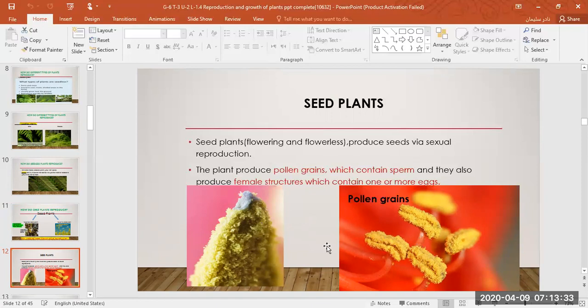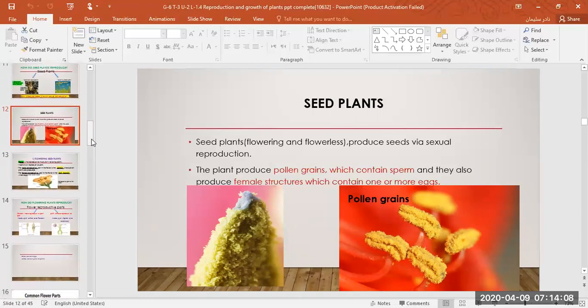Pollen grains are powdery, small structures that contain sperms. Okay, so pollen grains contain sperms, which are the male reproductive cells. These seed plants also have female structures that contain eggs, the female reproductive cells.